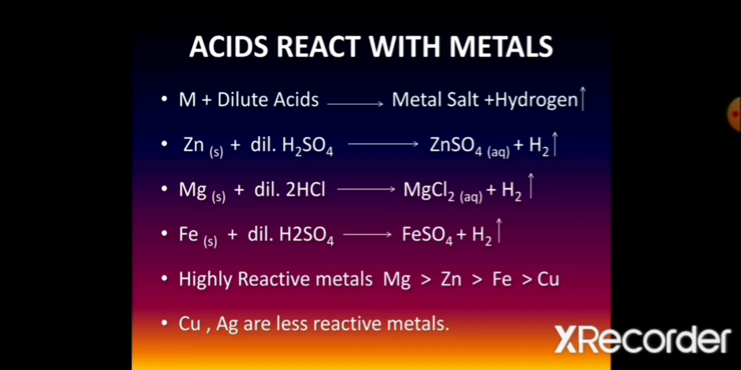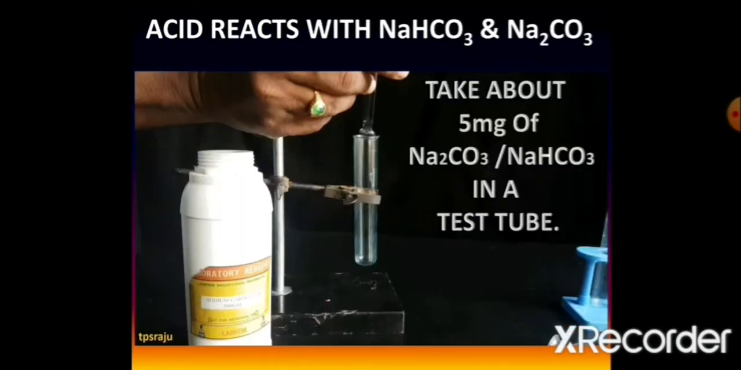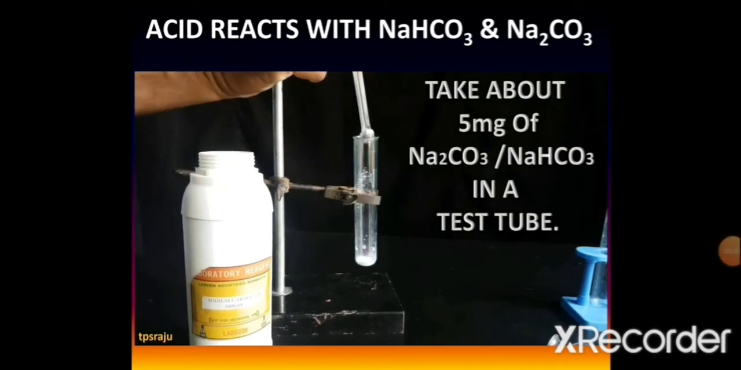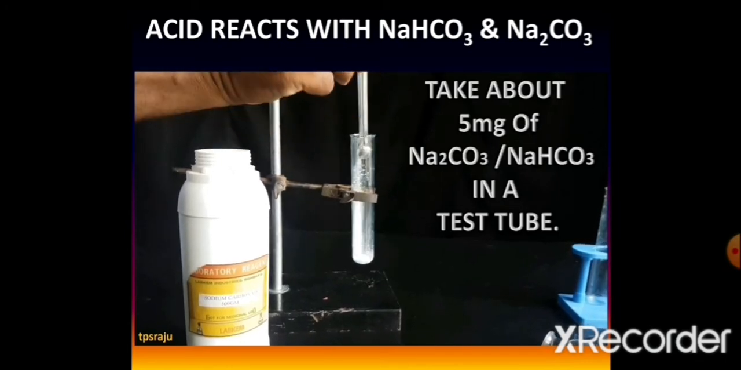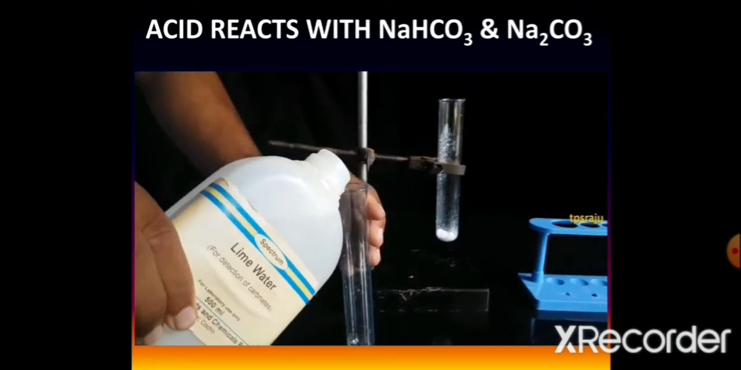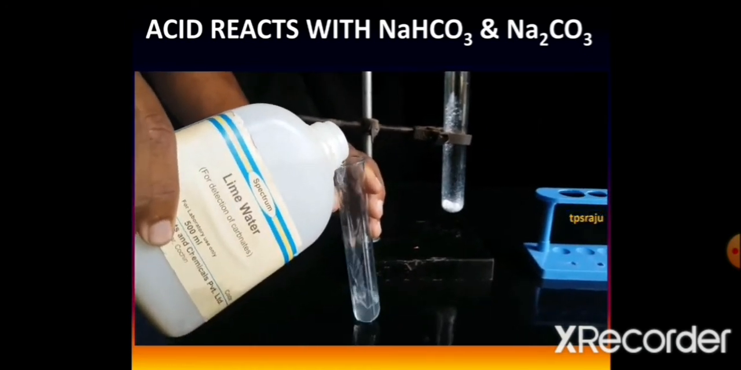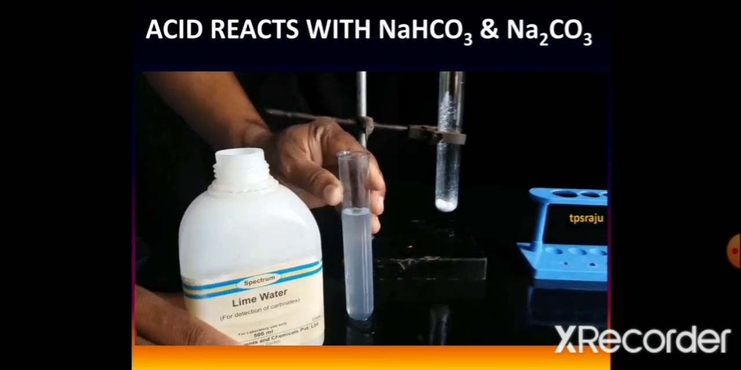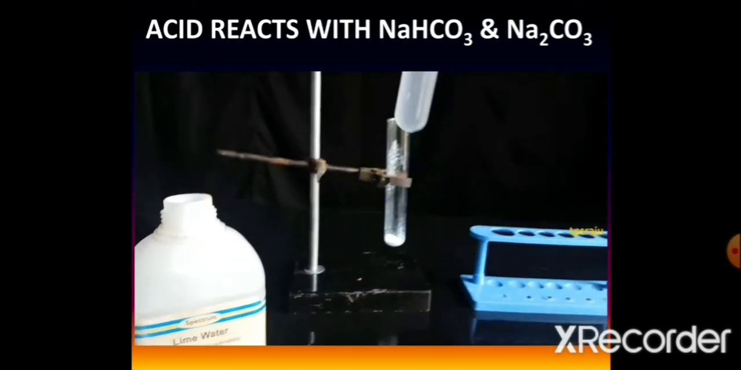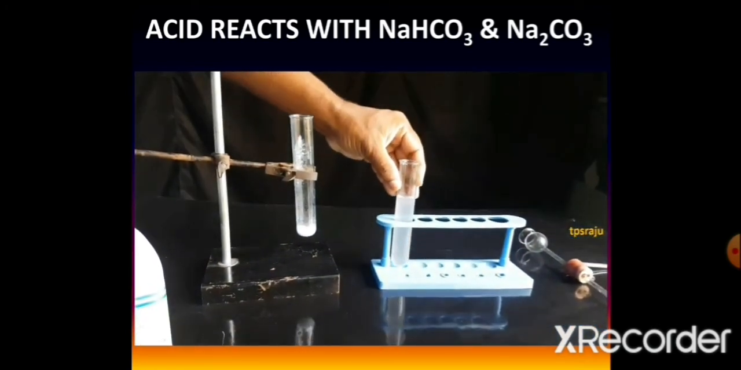Now we will study acids reacting with weak bases, that is sodium bicarbonate or sodium carbonate. First of all, you see the chemical reaction, then you will write its equation. Take sodium carbonate into the test tube that is fixed at the stand. Next, take lime water into another test tube. This lime water is known as slaked lime or calcium hydroxide water, kept in a test tube stand.